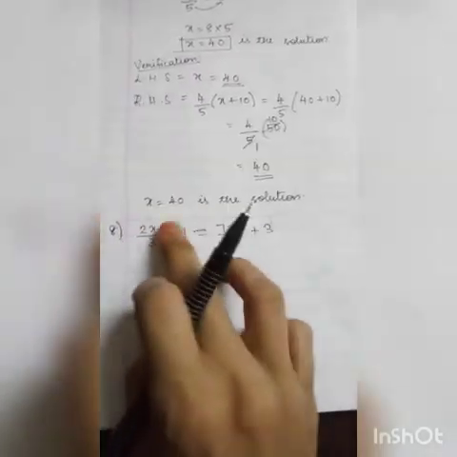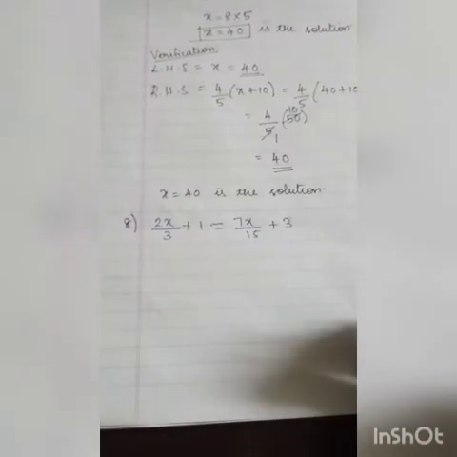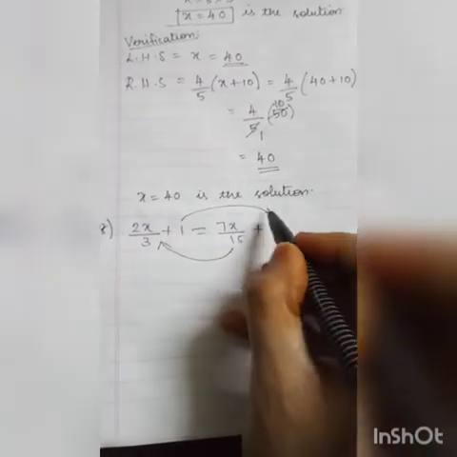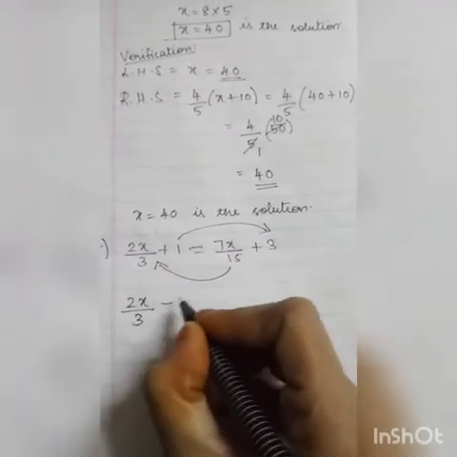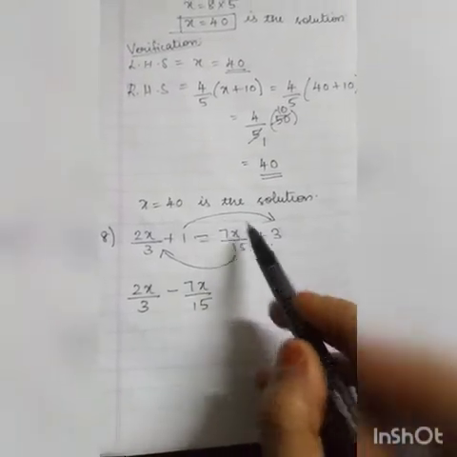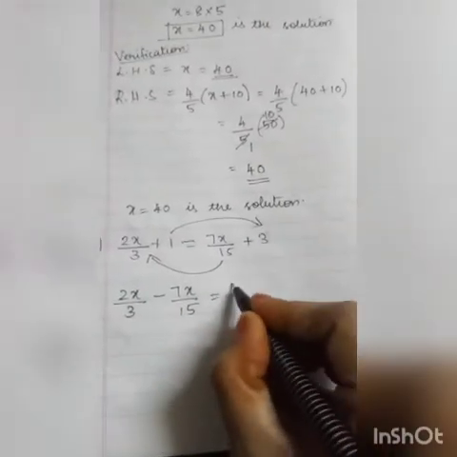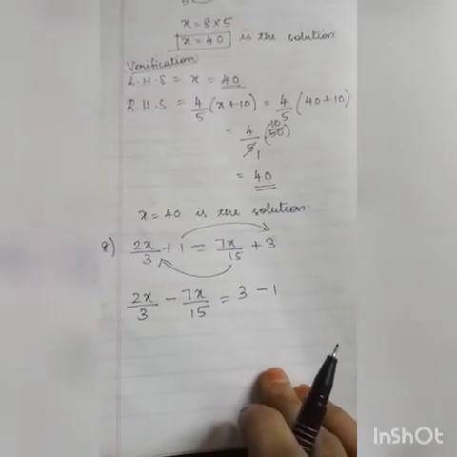8th problem, whether it contains any bracket? No. So shall we start as usual? Yes. Now I am bringing this variable to that side and constant to that side. 2x by 3 minus 7x by 15, because this is a variable question, so I have combined it. Now 3 minus 1 plus 1 goes that side, it becomes minus 1.